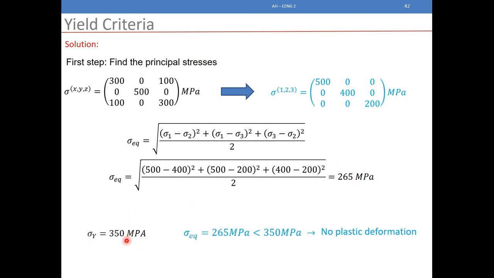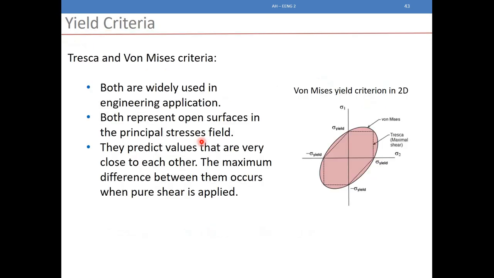Now we know that the yield strength is 350, so the equivalent stress here is less than the yield strength, and so according to the von Mises criterion, we will not have any plastic deformation. So that's it, very simple. Once we find the principal stresses, just calculate this term and compare it to the yield strength, and that's it. So now we have defined two different criteria, Tresca and von Mises.